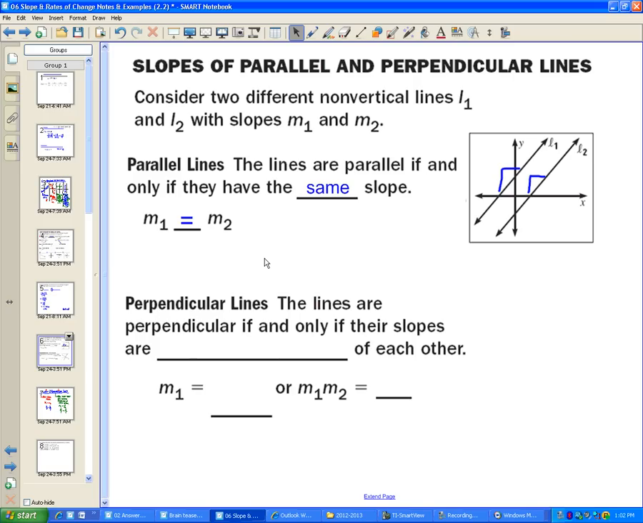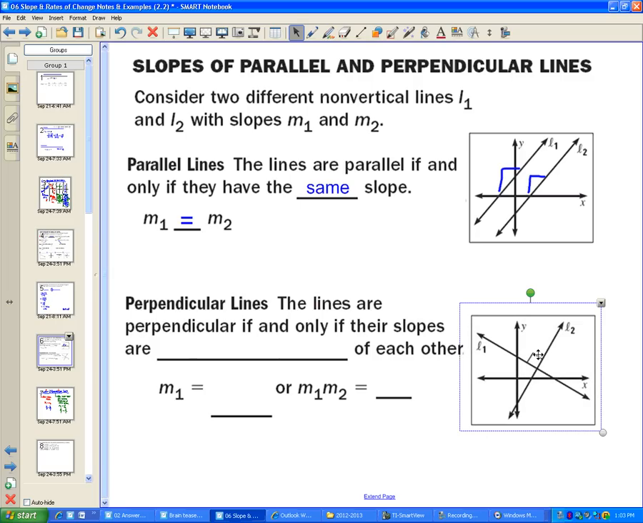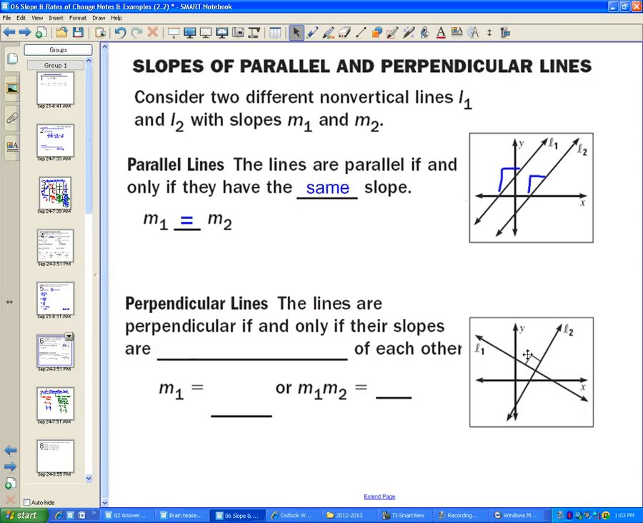Perpendicular lines: the lines are perpendicular if and only if their slopes are blank of each other. So this is what perpendicular lines look like. Perpendicular means they have that 90-degree angle right there. And the slope of a perpendicular line is the negative reciprocal of the other line. So M1 is the negative reciprocal of M2. So negative, and I switch the fraction. If I multiply my two slopes, I'm going to get negative 1. And this is something you should have seen in geometry if you didn't already see it in Algebra 1.